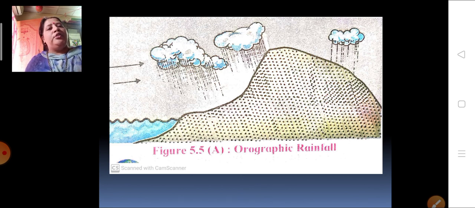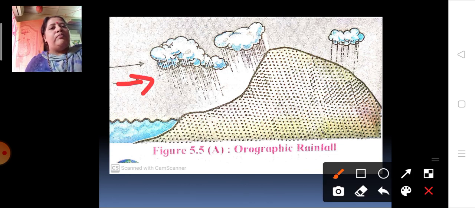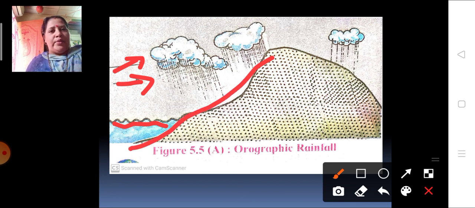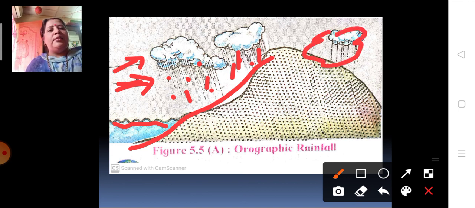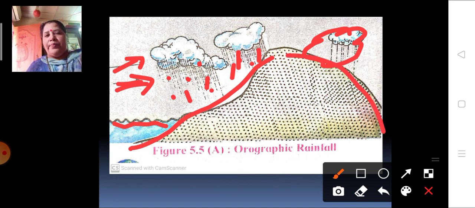You can see over here the flow of air from the seas or oceans or water bodies. This side is the windward side because the winds are coming from here, so this side is getting more rainfall. You can see over here rainfall is much heavier. By the time the clouds reach the next side, the leeward side, they have become very much empty, so here we can see hardly any rainfall. So this side becomes a rain shadow area.